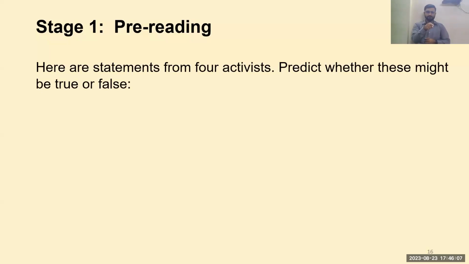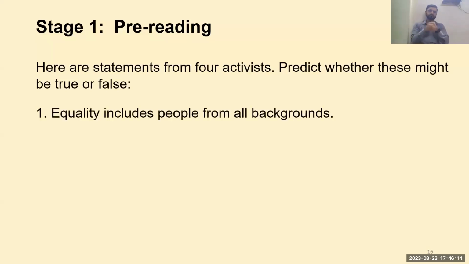So before reading, we have some statements. These are 4 activists who have made some statements, and then you have to think about whether they are true or false. After that, we'll read the text and then you can check your answers. So here are the statements from the 4 activists. You can predict whether these are true or false, and keep them to yourself until we check.